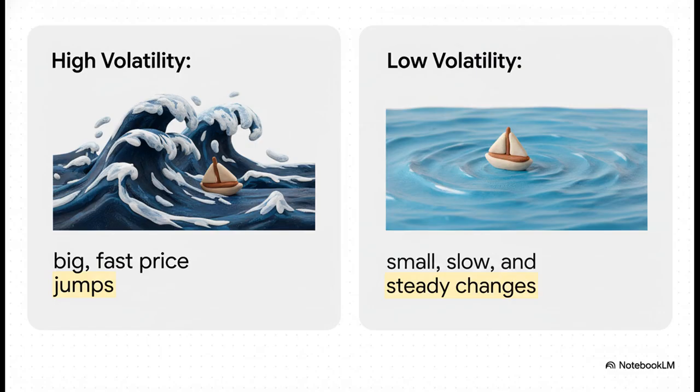And here are the two extremes laid out side by side. On one hand, you have high volatility. That's the choppy, stormy seas with big, fast price swings happening all over the place. On the other hand, you've got low volatility. That's your calm, stable waters, where prices just kind of drift along with small, slow changes. Of course, most of the time, the market is living somewhere in between these two.